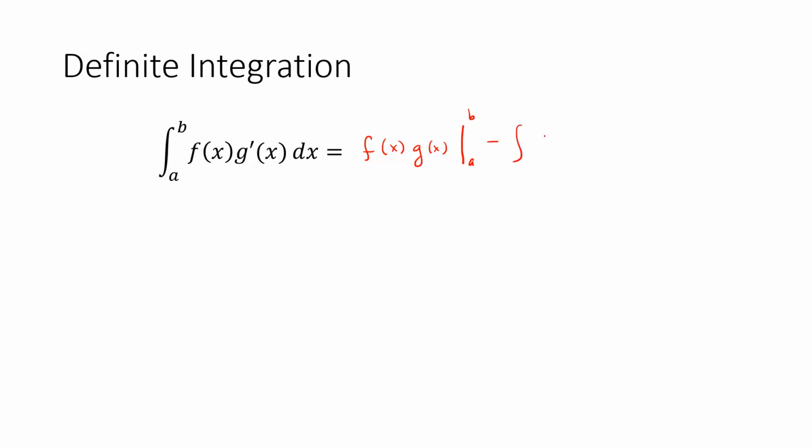minus the integral f prime of x g of x. And this one again evaluated from a to b. So we're just adding in this evaluation step. So similarly, if I have it in the other formula, u times dv, integral from a to b will be uv evaluated from a to b minus the integral from a to b of v du.